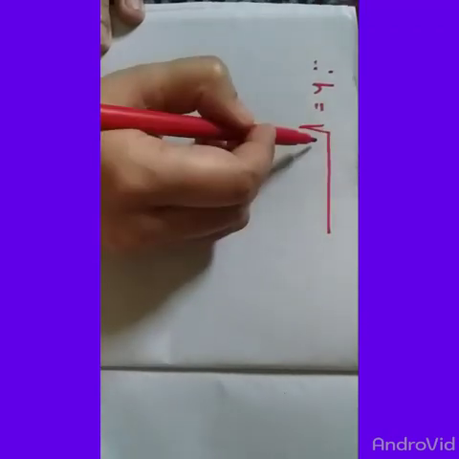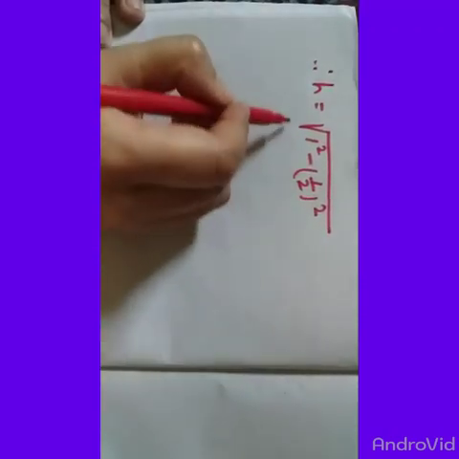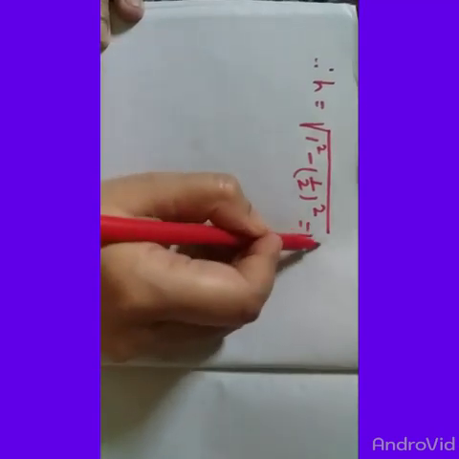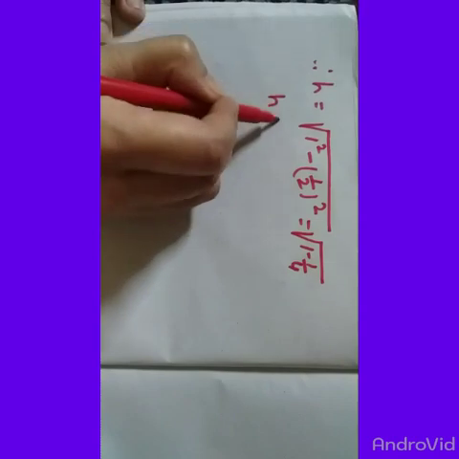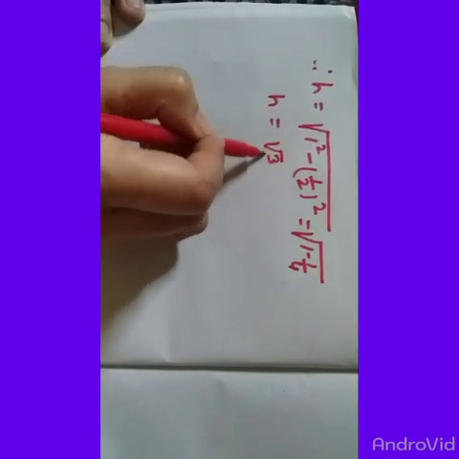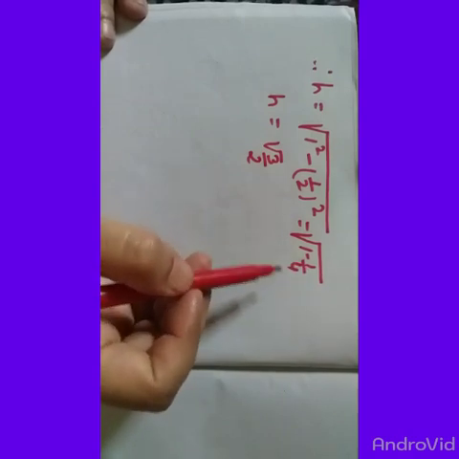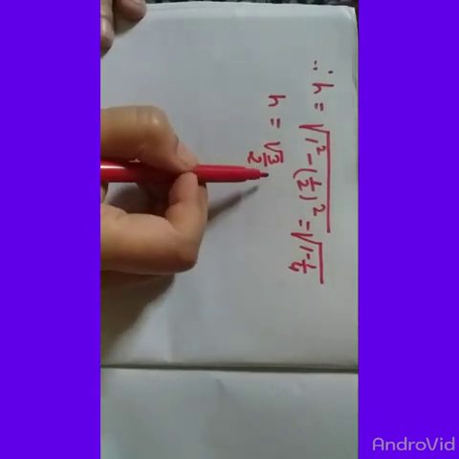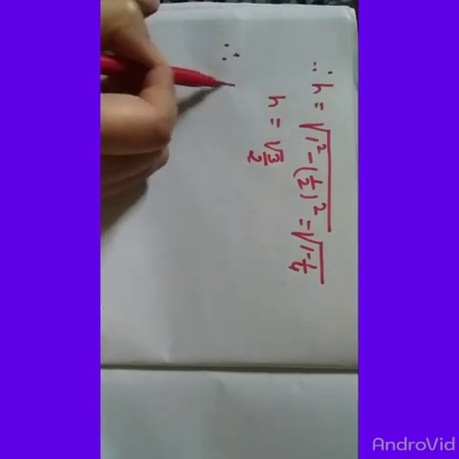So we have seen the figure. Now we will find h. Therefore h is equals to root under 1 square minus (1 by 2) square. So this becomes 1 minus 1 by 4, which is 4 minus 1, root 3 by 4. So root 3 by 4 becomes root 3 by 2, so h is equals to root 3 by 2.